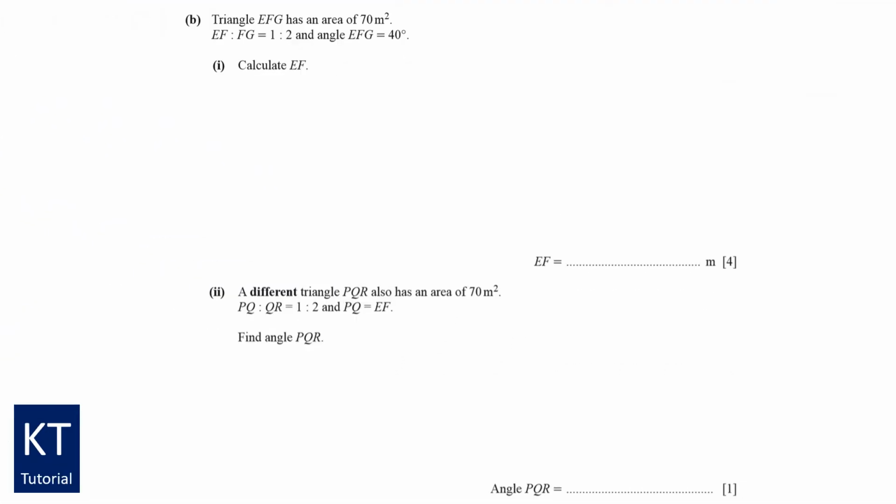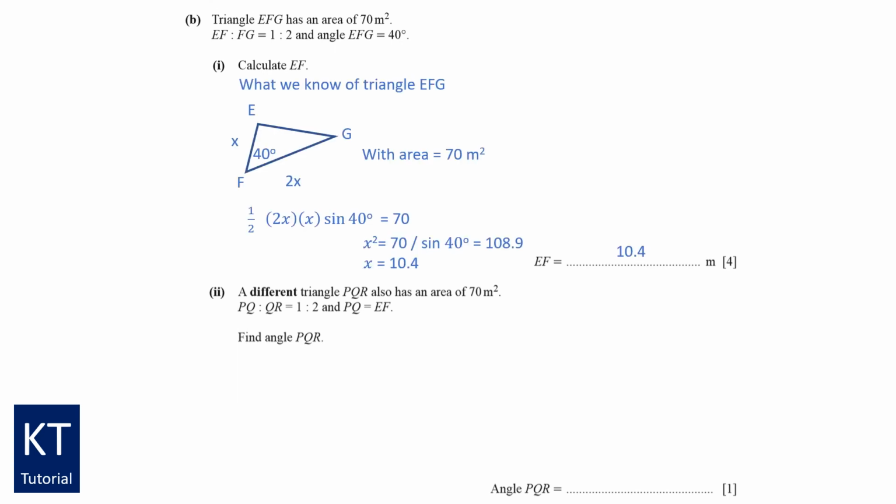Question 9b. Triangle EFG has an area of 70 meters squared. EF in ratio to FG is 1 to 2, and angle EFG is 40 degrees. Calculate EF. In this case, I'm choosing to draw the triangle to better visualize what is said. From the formula for the area of triangles, half times 2x times x times sine 40 would be equal to 70. Then we solve for x.